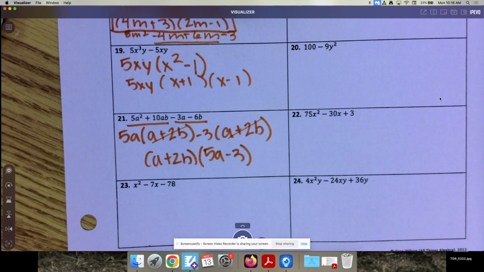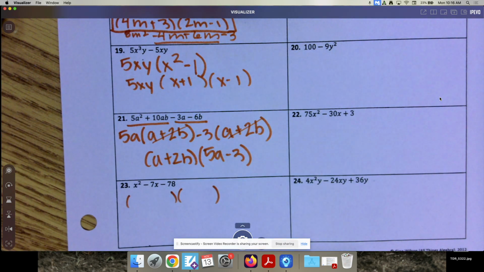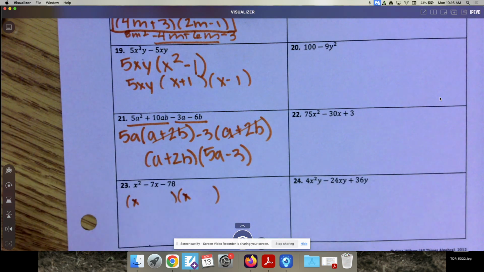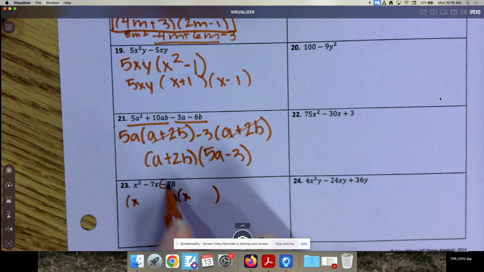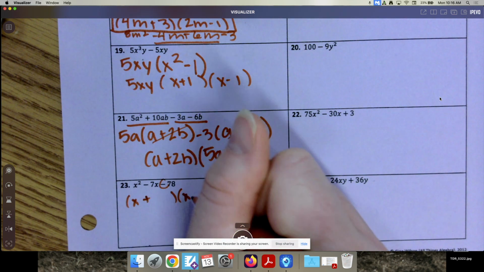Last one. Do we have a greatest common factor? Nope. So we just jump right into our two parentheses. To get x squared, what do we have to start with? X and x. These are as nice as they get because you can kind of use all your sign rules. We have a minus sign at the end. So do we have same signs or opposite signs? Opposite. What number do we have to multiply to?